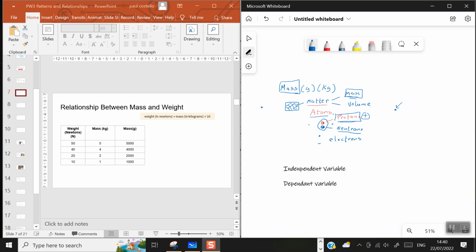Now, when we talk about weight, mass has a property that's associated with it. If I take an object like a brick, because it has matter and all of these atoms in it, it has a force associated with it, which is called gravity. Basically, gravity is a force.